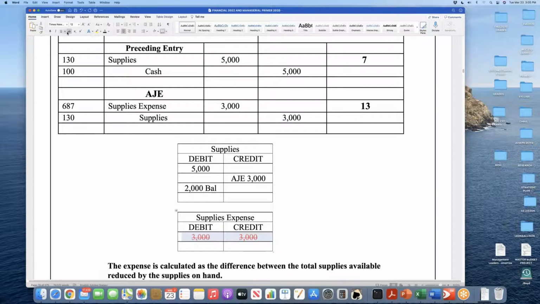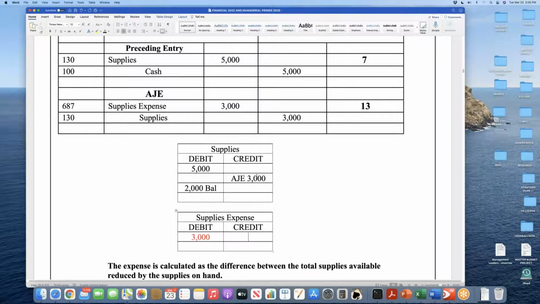We don't look at too many things. So, buy the supplies, we debit it. When we use them, we debit the expense and we credit supplies because they're gone.